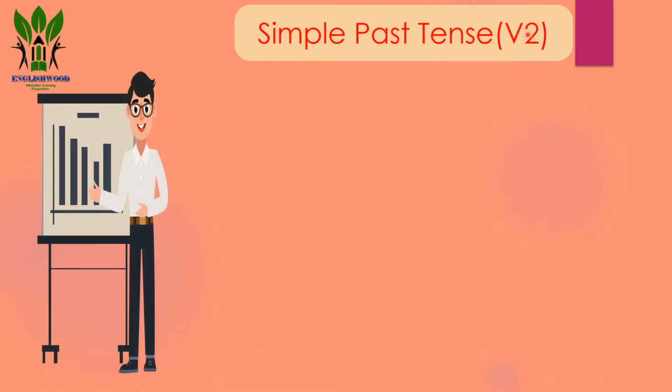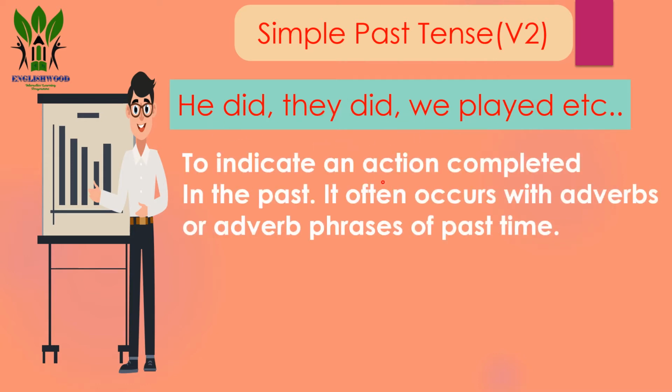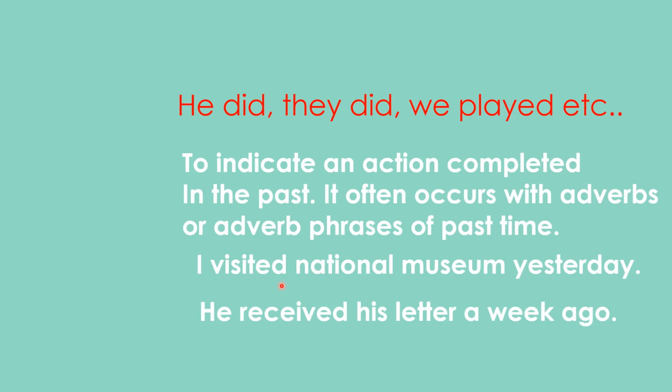Simple past tense, simply verb 2: he did, they did, we played, etc. To indicate an action completed in the past, it often occurs with adverbs or adverb phrases of time. For example, I visited the National Museum yesterday. We often use a time adverb in the past simple tense, with some action which is already completed. Alright, so he received his letter a week ago. A week ago is the period of time, okay, and these are very important time adverbials to indicate what tense we have to use. She left school last year, etc.